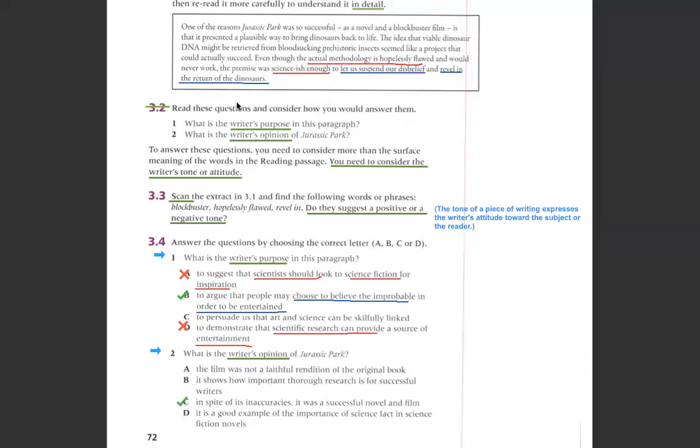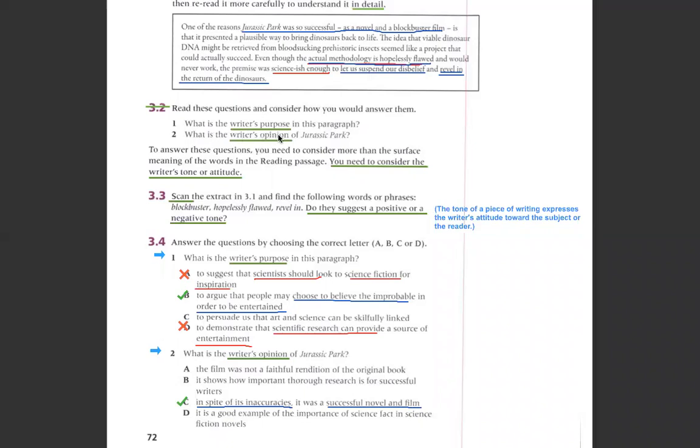So C is correct. So in spite of the inaccuracies, the film was still a successful film and novel. So we can go back to this part here. So it tells us that the methodology was hopelessly flawed. Okay, so there were inaccuracies, it wasn't all correct. But even though this happened, they still reveled in the film, they still enjoyed it. And also it tells us at the top that Jurassic Park was a successful book and a blockbuster film.